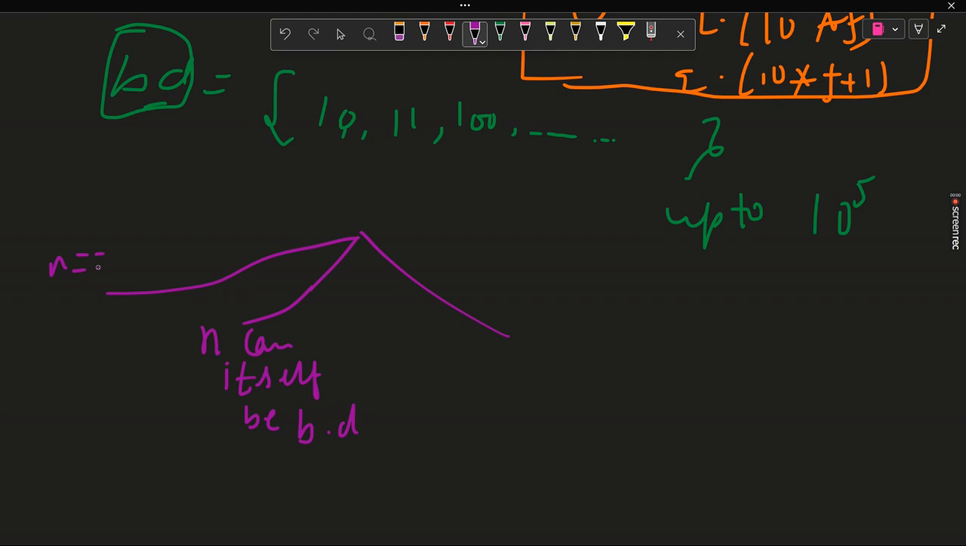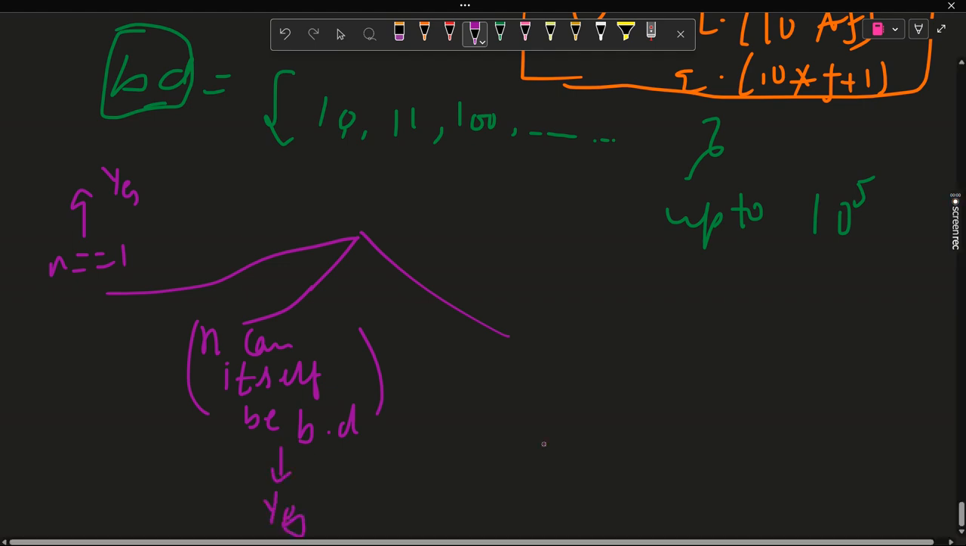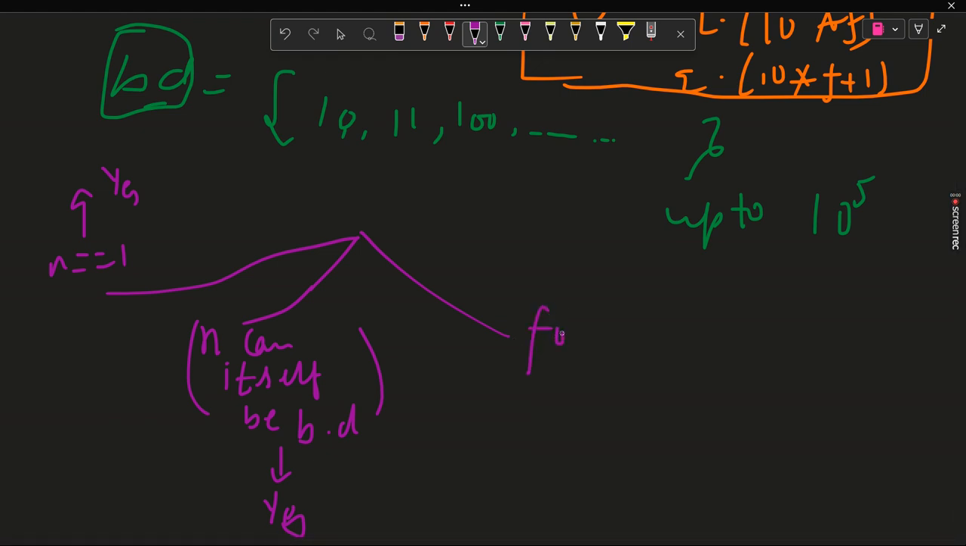Well, yes. So there are three cases. Let's say if n is equal to 1, it's directly yes. If n itself is a binary decimal, then yes. Otherwise, I have to check for its divisors, right? So let's say I am iterating inside these binary decimal numbers.